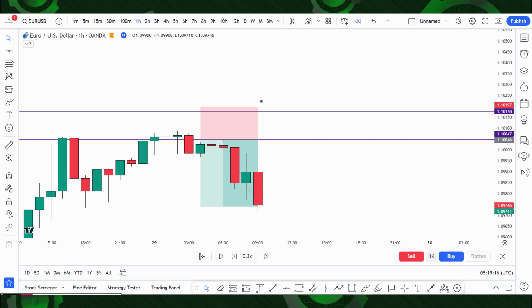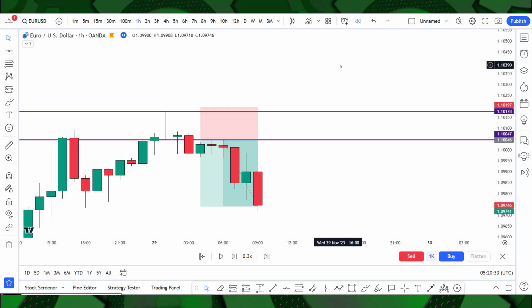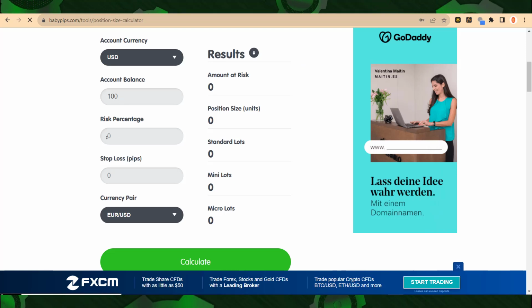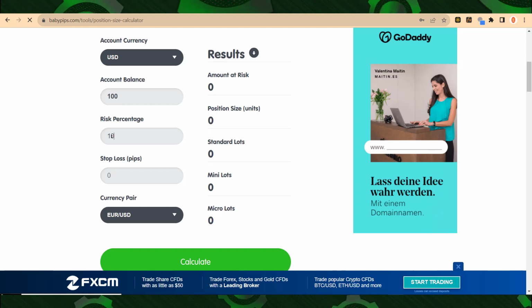And how do you know how much you are going to risk? Now let's go to Babypips and see how you can calculate your position size. Let's say you are risking $100 on this trade. This is the Babypips position size calculator. All you need to do is put in the $100 that you are risking, and then how much percentage you are risking: 100% of your money.